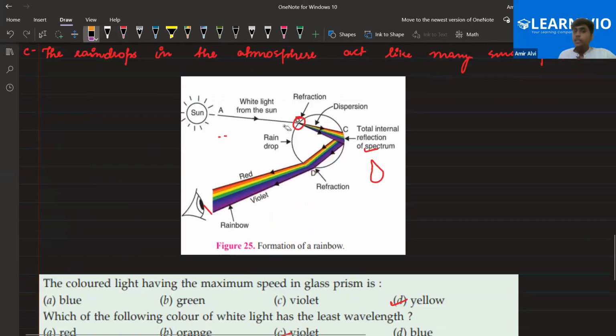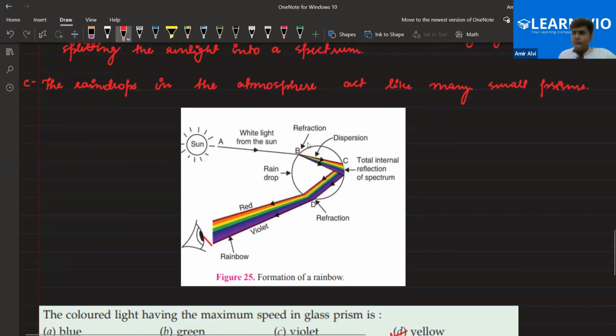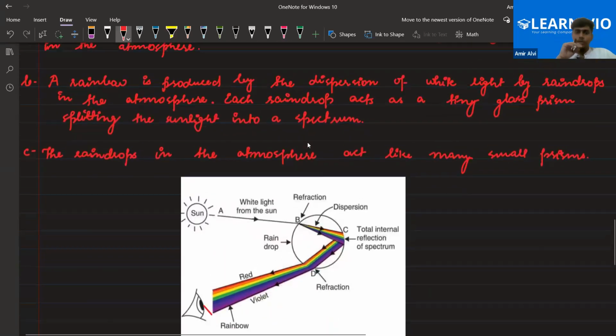Sir, yes, Zainab. Is there a possibility of them asking a question like, why is the rainbow formed only in an arc and not any other shape? No, that is not the case.